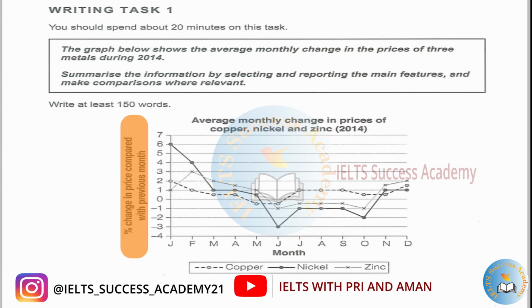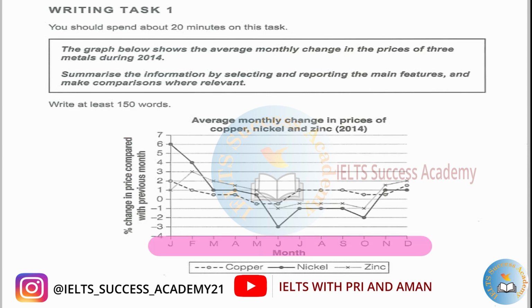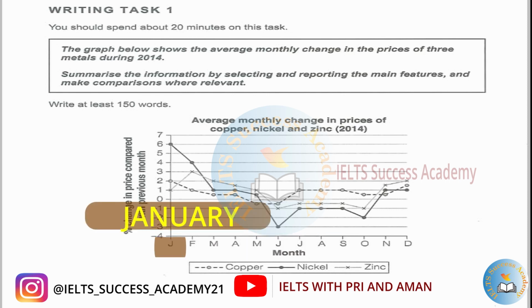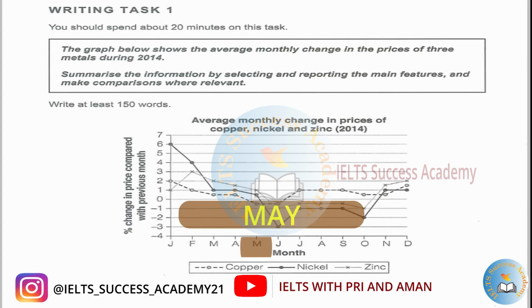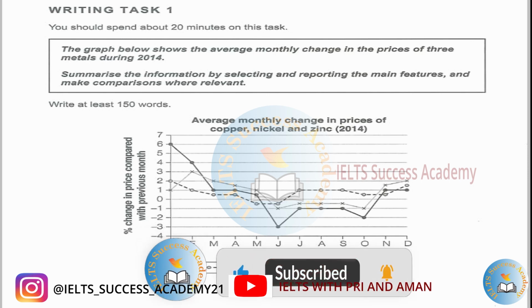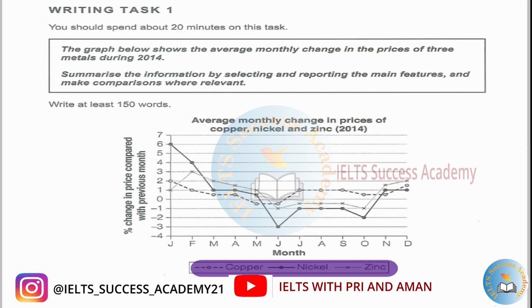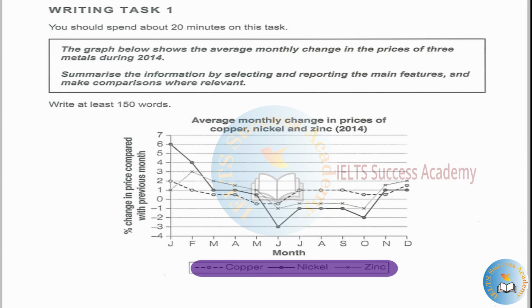In the x-axis, we have the percentage changes in price compared with previous month, and in the y-axis we have months. So the letters J, F, M, A, M, J, J, A, S, O, and D signify the months. J stands for January, F stands for February, M stands for March, A stands for April, M stands for May, J stands for June, another J stands for July, A August, September, October, November, and December. We've got three metals: copper, nickel, and zinc.